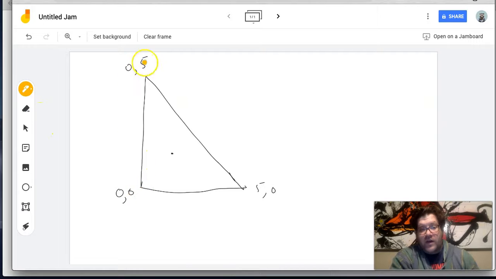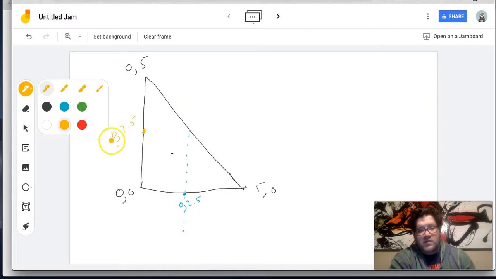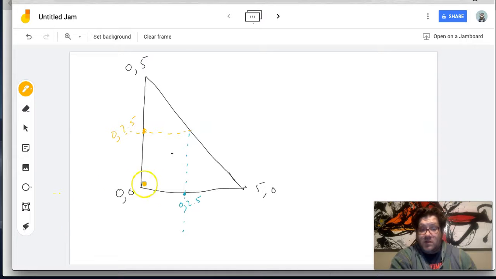All right, so from 0 to 5, halfway of that would be at 2.5, right? So that's going to be at 0, 2.5. Pretty easy. Midpoint of this one is also going to be at 0, 2.5, right? Halfway point. So now I would need to figure out what the slope of the line that goes through this would be. Well, this should be pretty easy, right? Because it's a perpendicular line to a straight line. So the slope of this one is just going to be straight up and down.